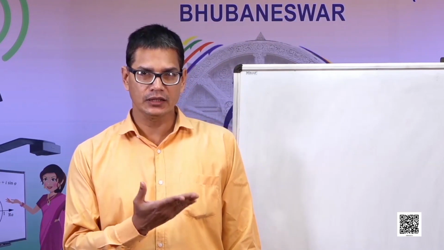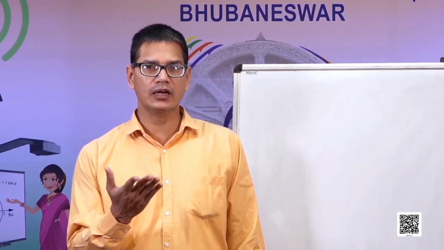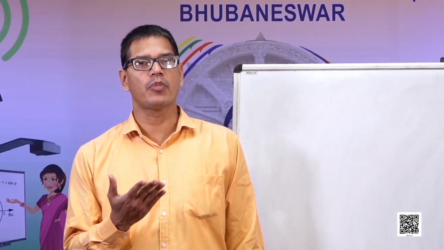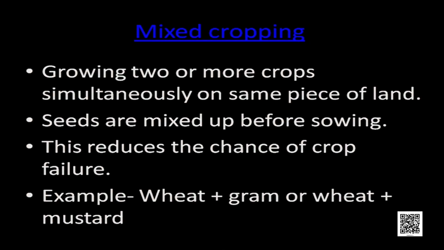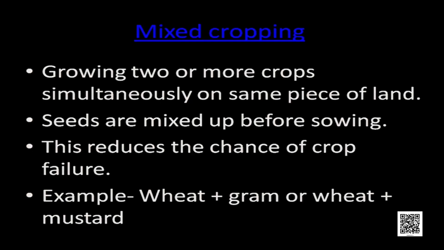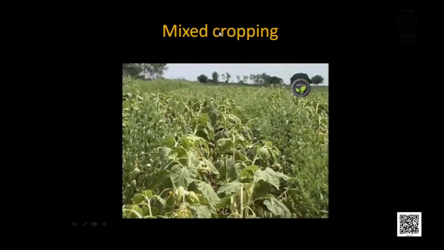For example, if one crop is ruined or destroyed, the other will survive, and the farmer will suffer less harm or less loss. Examples of this type of cropping are wheat plus gram, that means wheat and gram are grown in the same field. Another example, wheat and mustard are grown in the same field. Now you can see the picture of mixed cropping.